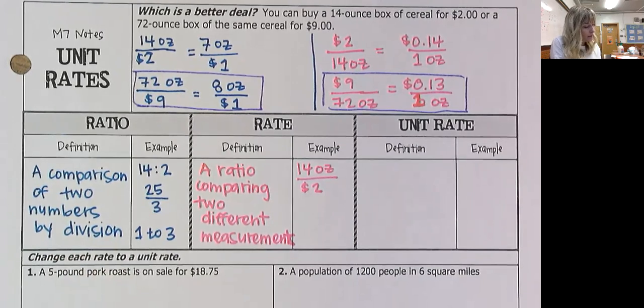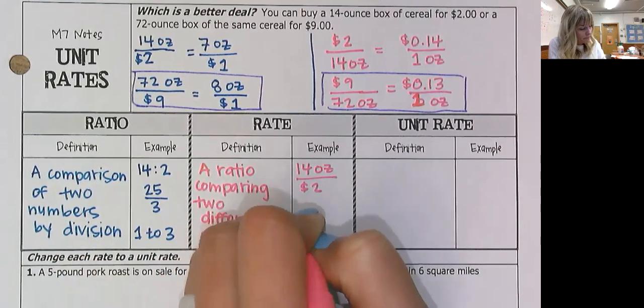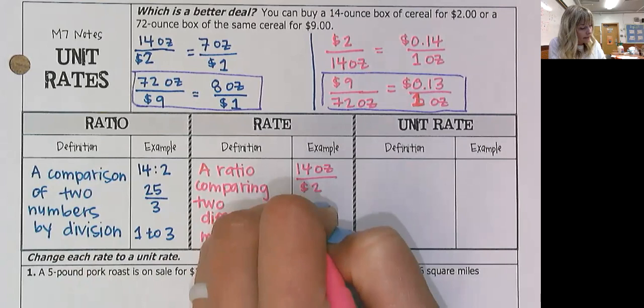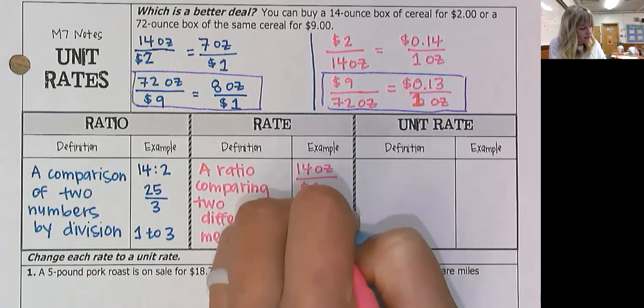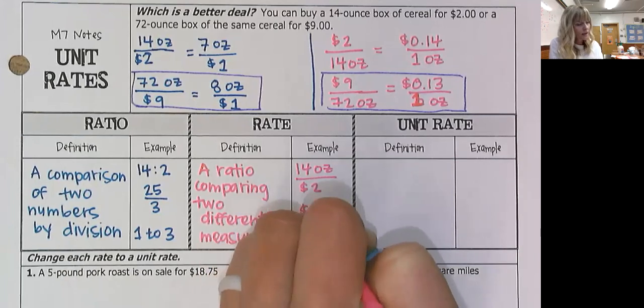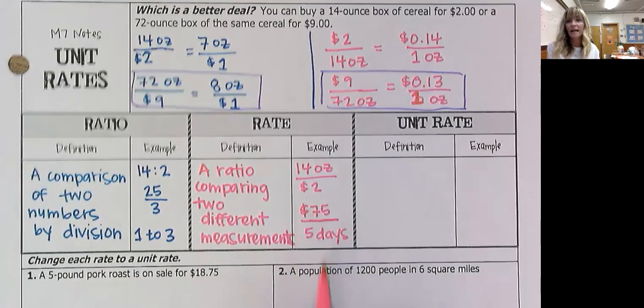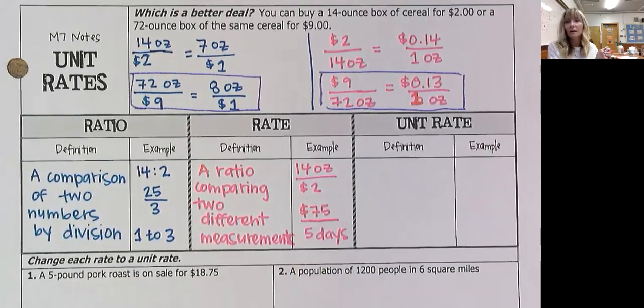Another example could be that maybe you earned $75 in 5 days. Again, that is a rate because it has the measurements on them. It's dollars and days. And the measurements could be anything. It could be pizzas. It could be feet, inches, yards, centimeters, dollars, days, months, years. Okay? Really common things are money and time. Those are often our measurements. But the measurements could be anything.